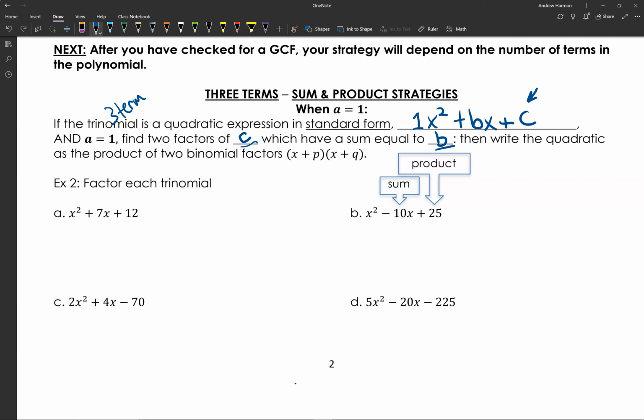Then we're going to write a quadratic as the product of the two binomial factors, x plus p and x plus q. Now the p and the q are what multiply to give us c and add to give us b. So let's take a look at an example of this.